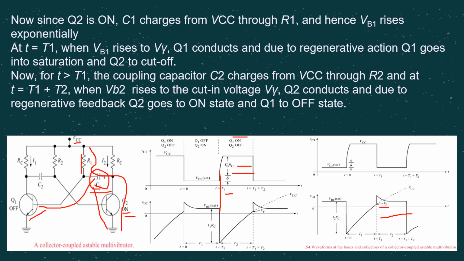In this period, the coupling capacitor C2 is now in off state, so C2 starts charging towards VCC through R2 and the on transistor. Q1 is on, Q2 is off. So through this on transistor, C2 starts charging. The base potential of transistor Q2, VB2, also rises exponentially as the capacitor voltage of C2.